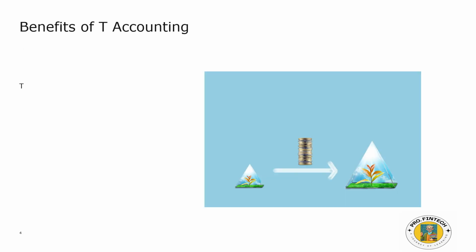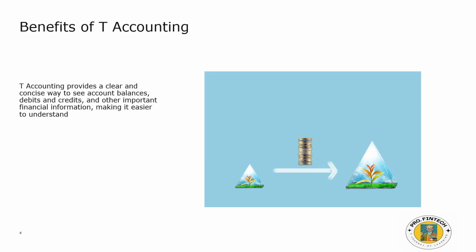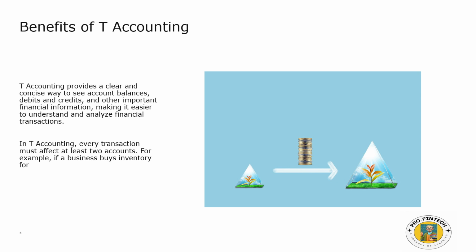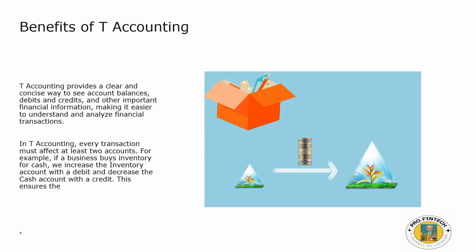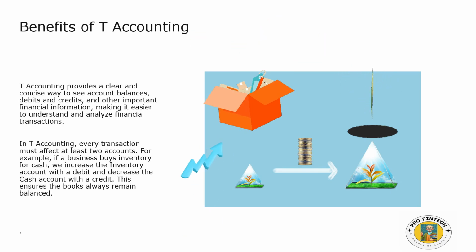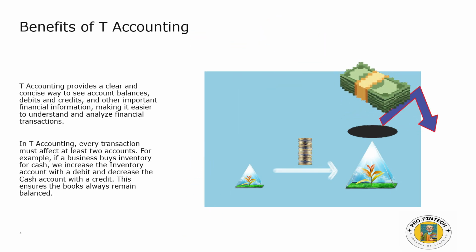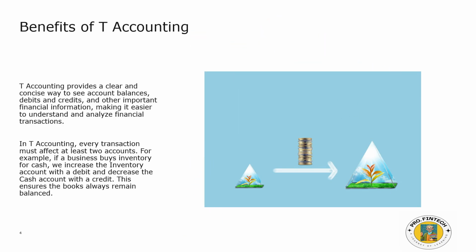Benefits of T accounting. T accounting provides a clear and concise way to see account balances, debits and credits, and other important financial information, making it easier to understand and analyze financial transactions. In T accounting, every transaction must affect at least two accounts. For example, if a business buys inventory for cash, we increase the inventory account with a debit and decrease the cash account with a credit. This ensures the books always remain balanced.